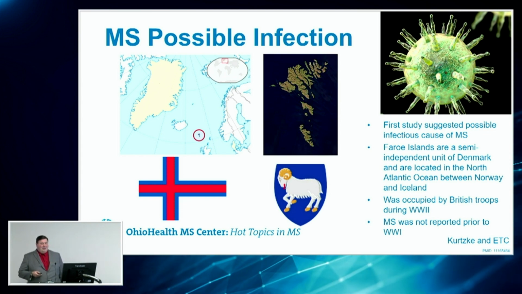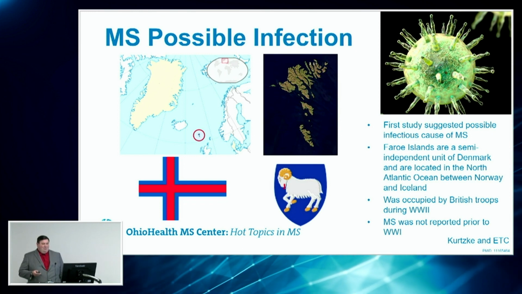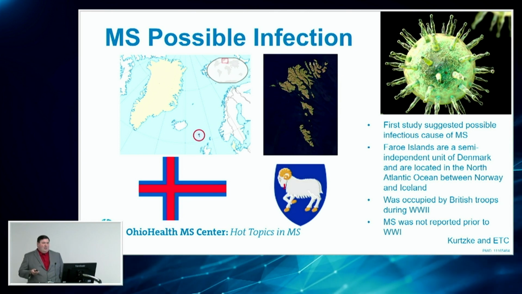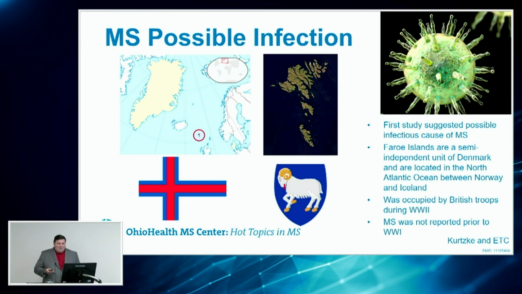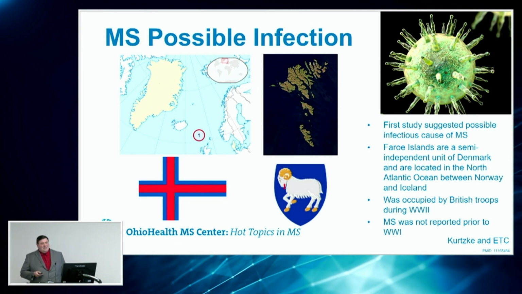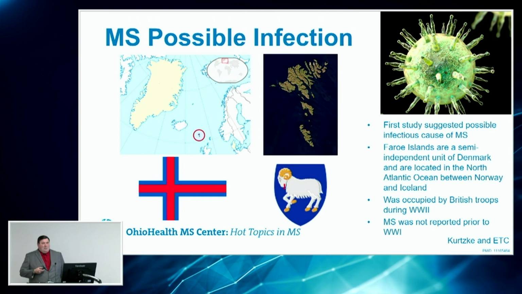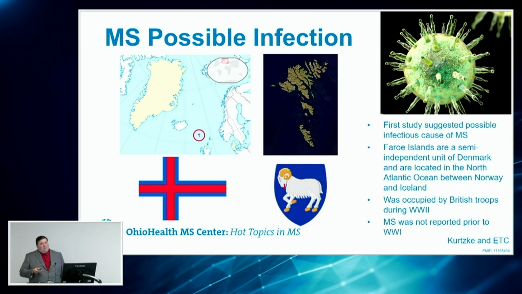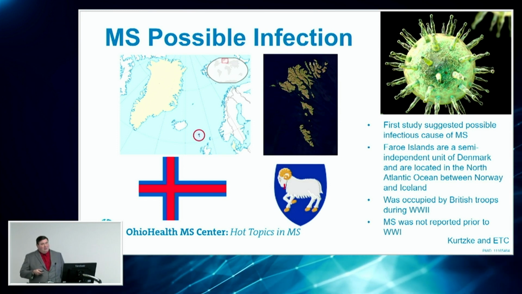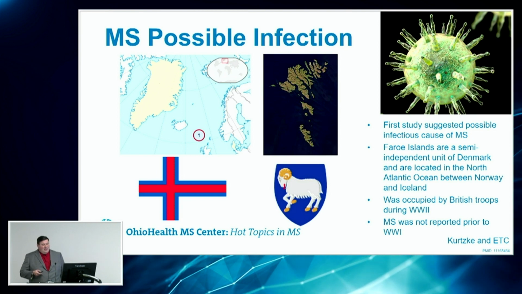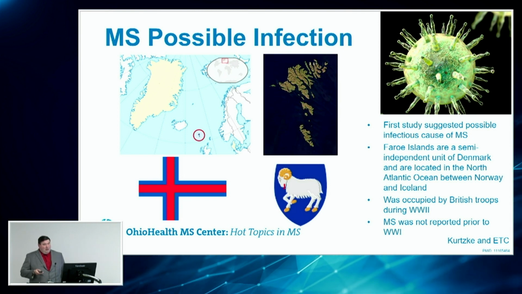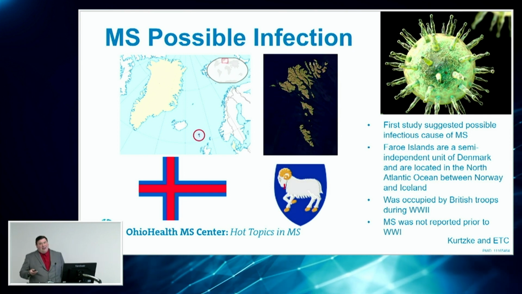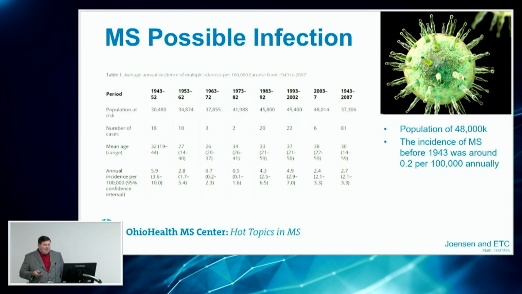It's a semi-independent unit of Denmark, and it's essentially in between Iceland and Norway, kind of north of the United Kingdom. As I'll show in the next slides, prior to World War II, MS was practically unheard of. British soldiers were stationed there from the late 1930s to the early 40s. It was a very tiny population that didn't really have a lot of outside influence. They lived amongst themselves.